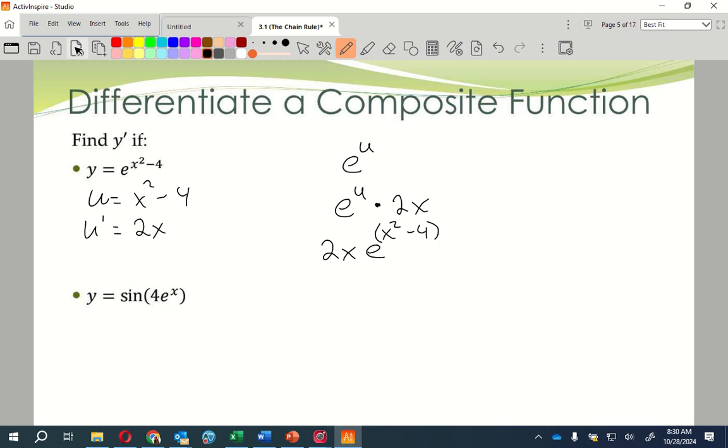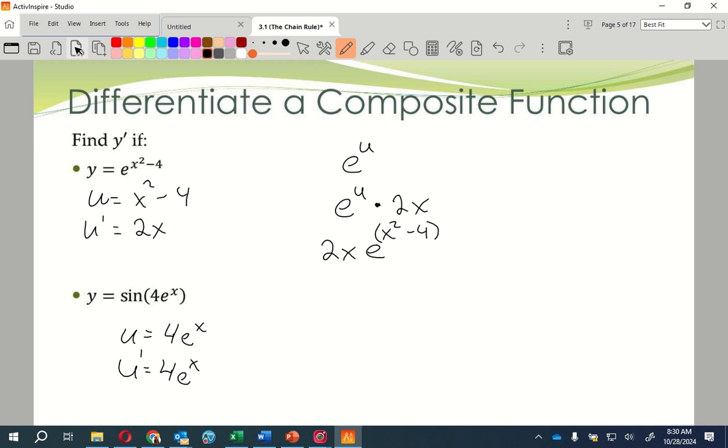All right, Juju, you ready? Yeah. What is the u on the next one? 4 e to the x. U prime? 4 e to the x. Yeah, because e to the x derivative is e to the x.